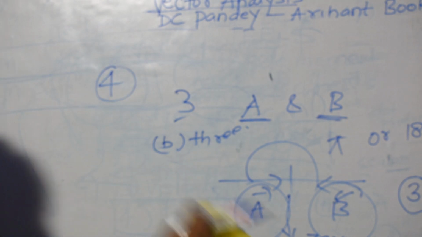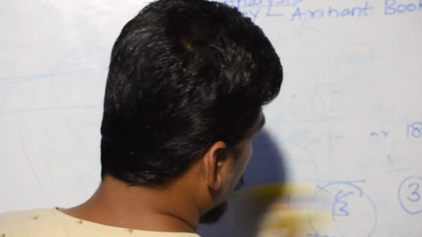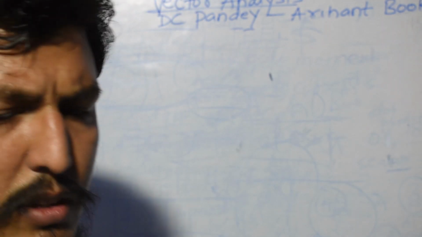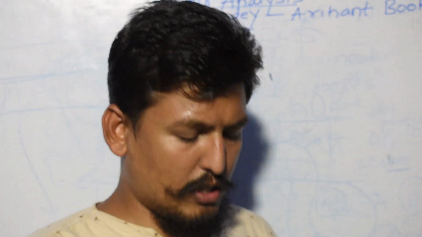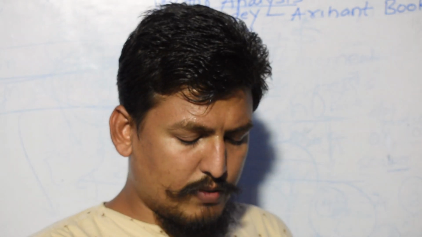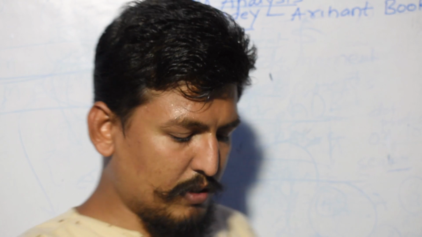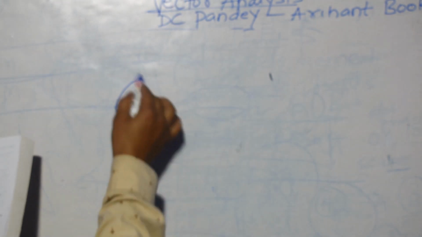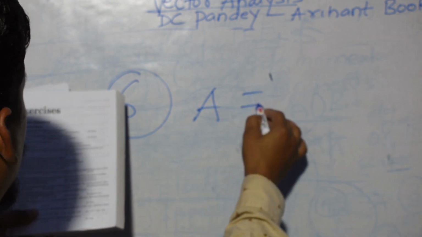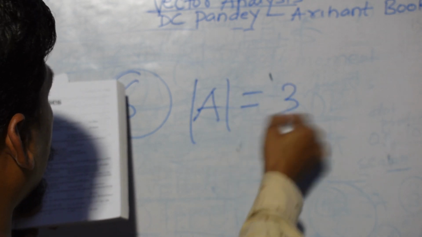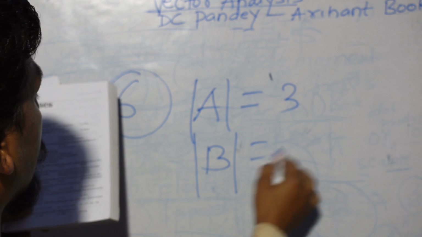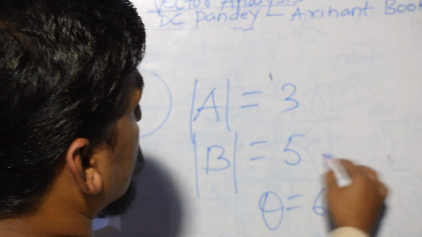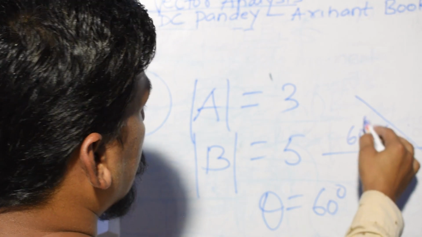Now question number 6. This is very important. This is related with dot product. Let's move to question number 6. What is the dot product of two vectors of magnitude 3 and 5 if the angle between them is 60 degrees? See, in question number 6, we have two vectors. Magnitude of A is 3, magnitude of B is 5, and the angle between the two is 60 degrees.